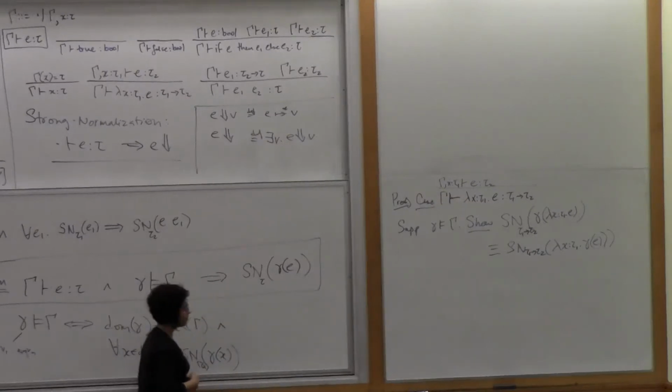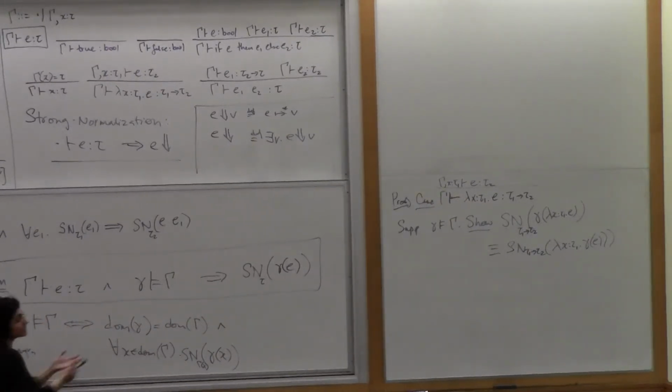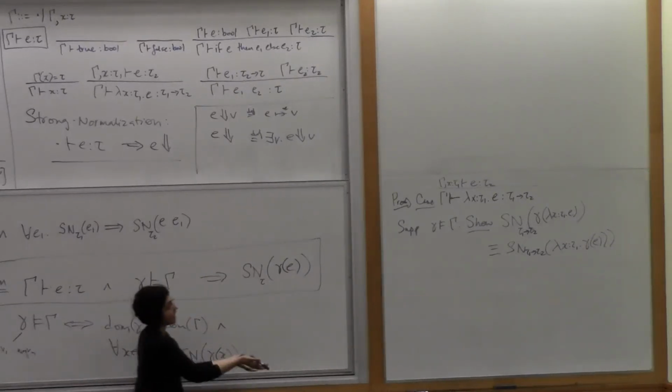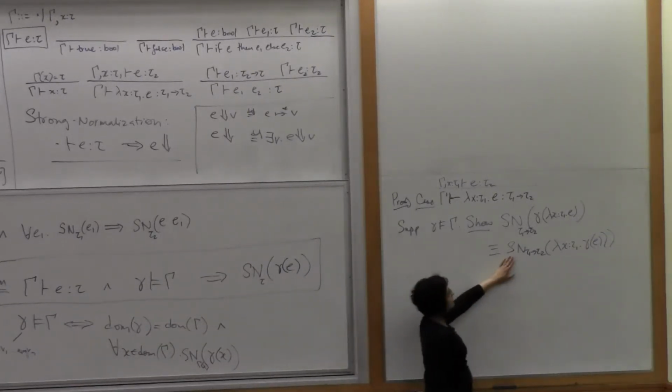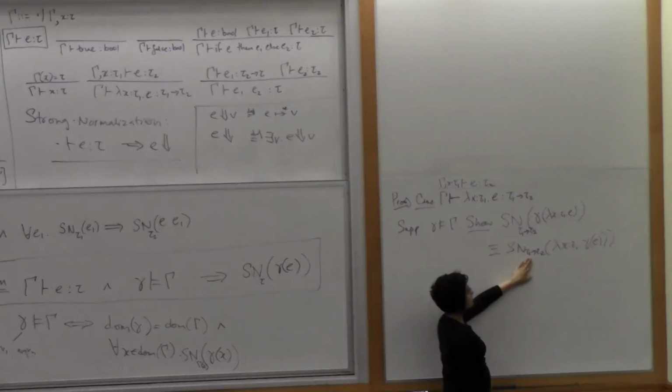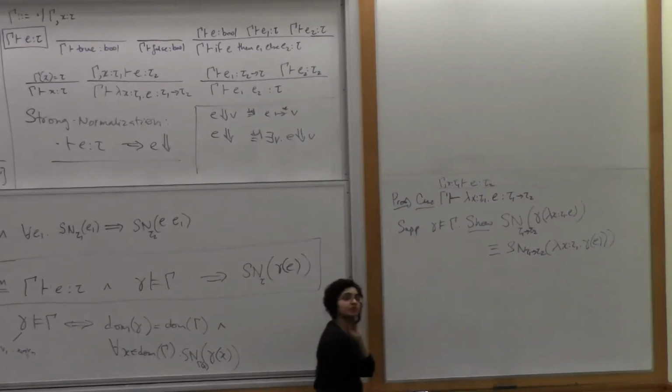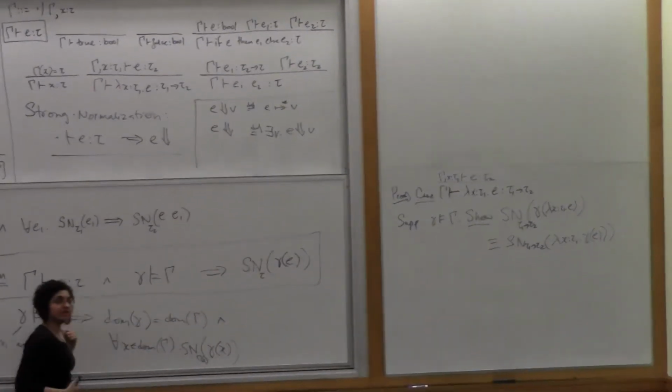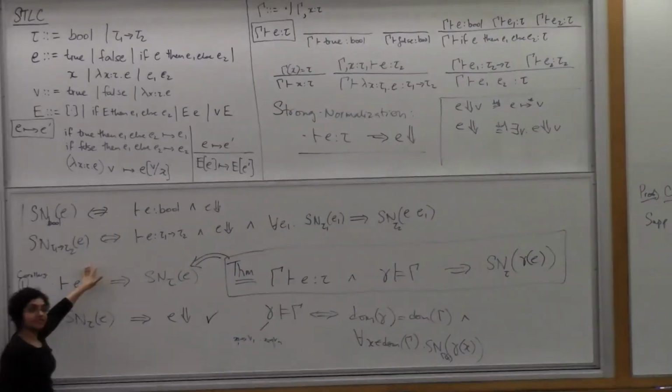So any guesses? What do we do now? Well, this is what we need to show, right? We need to show that a lambda term belongs to the set, our strongly normalizing set at the type tau 1 arrow tau 2. So that's what we need to show. Let's go look up what we need to show. All right, let's look at the definition.